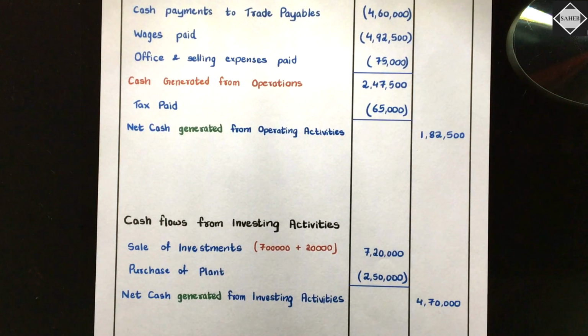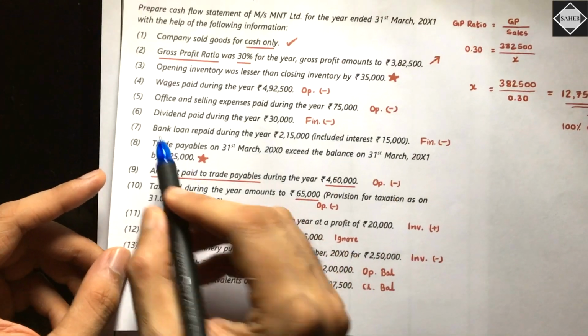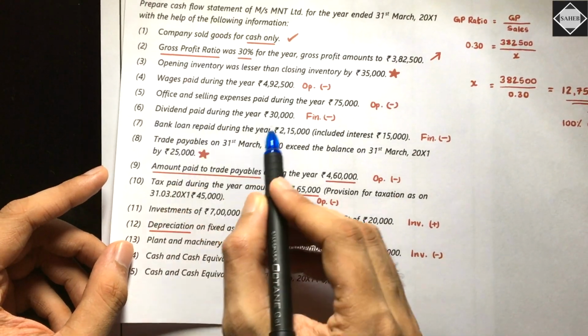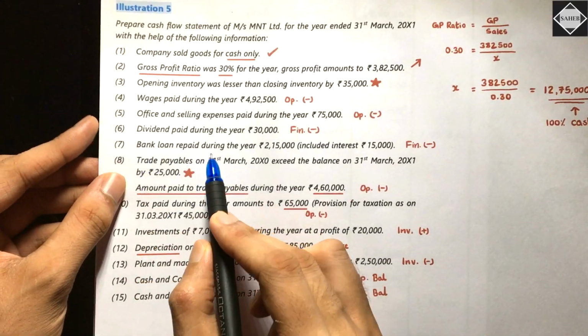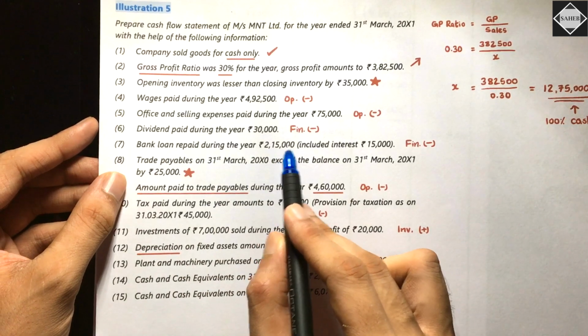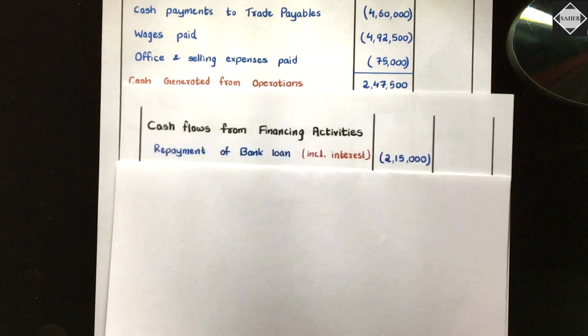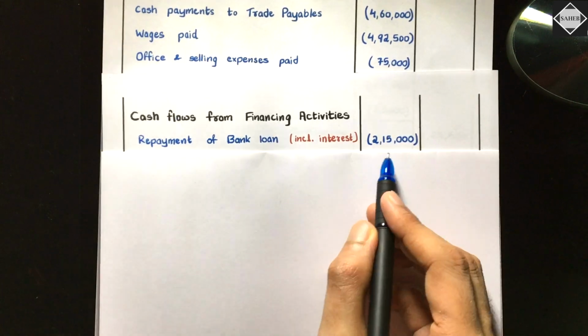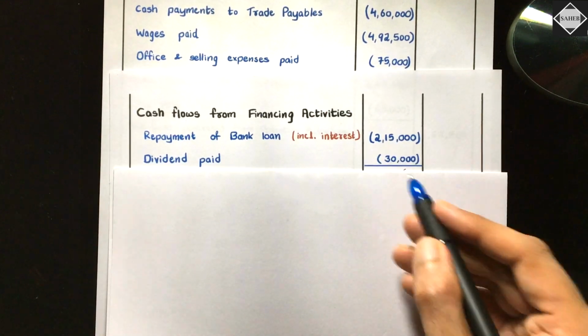After this, we have to move on to the financing activities. In the financing activities, what has happened in the question? If we see, we have dividend paid. How much? 30,000, right? So let's just take that. Then bank loan repaid is also there. Yeah, 2,15,000, which is including the interest of 15,000. So separately also you can show, or you can just take it together. Repayment of bank loan including interest 2,15,000. Is it clear?